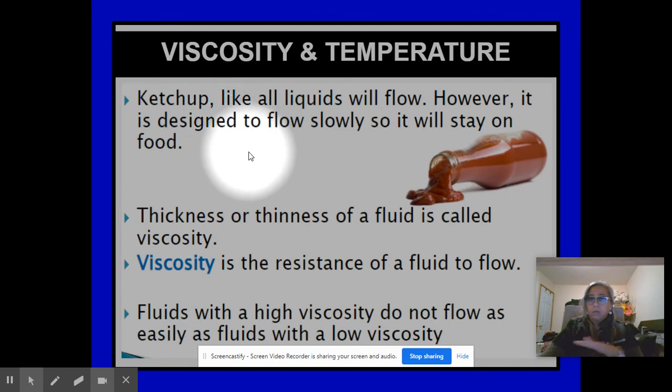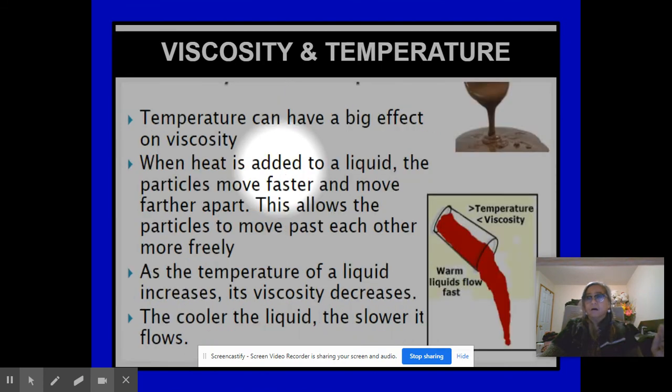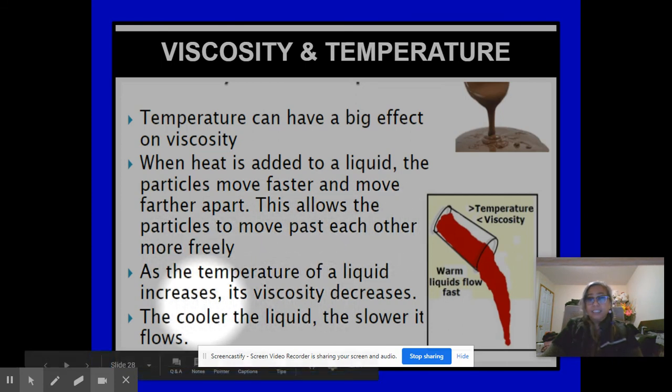Unlike water, the concept of water is that it flows naturally, right? There's the smoothness of the flow. Now, temperature can have a big effect on viscosity. When heat is added to a liquid, the particles move faster and move farther apart. This allows the particles to pass each other more freely. As the temperature of a liquid increases, its viscosity decreases. Now, the cooler the liquid, the slower it flows.